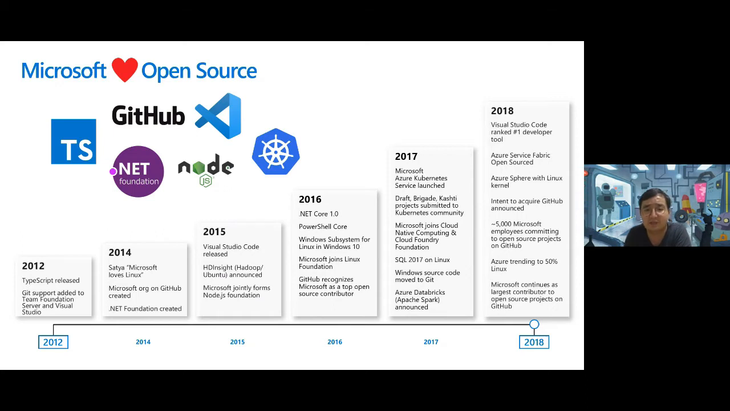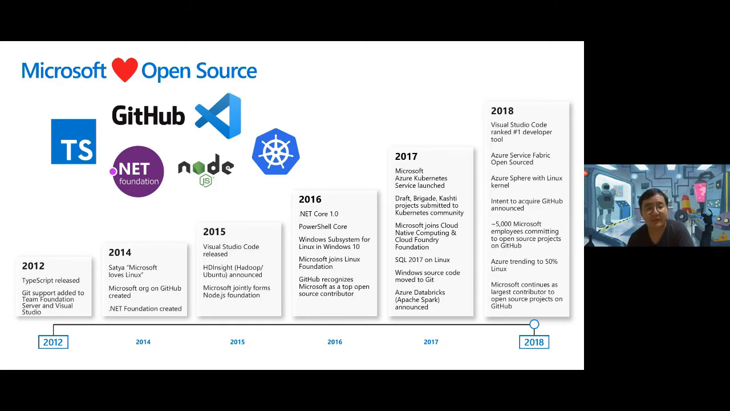And in 2018, another breaking news was that Microsoft announced it would acquire GitHub. It is also great news. And today, more than 5,000 Microsoft employees are committing to open source projects on GitHub. It is also very good news.